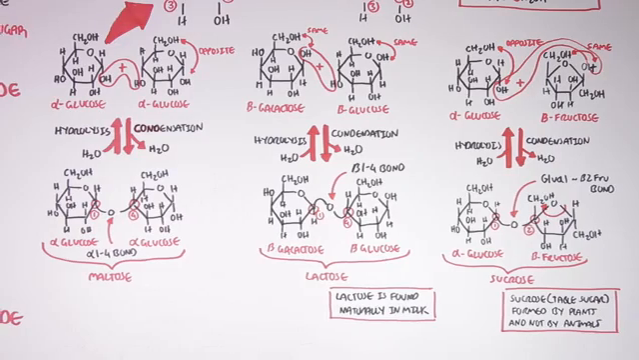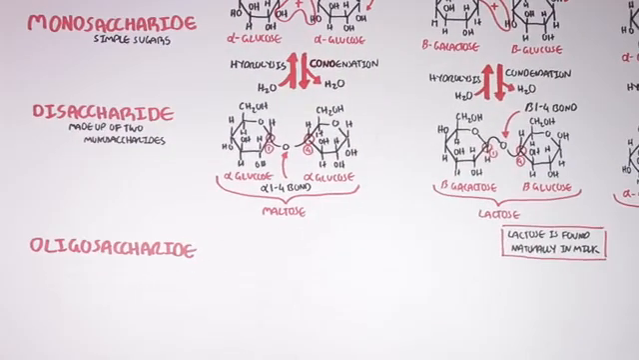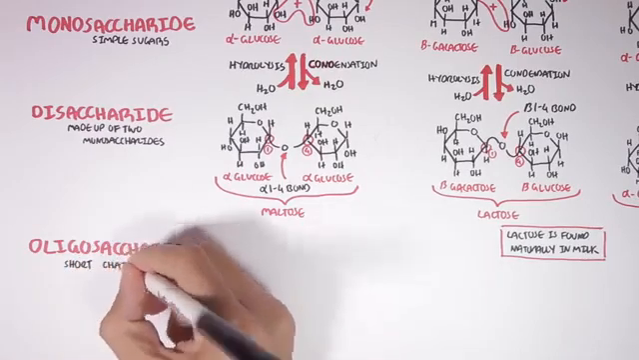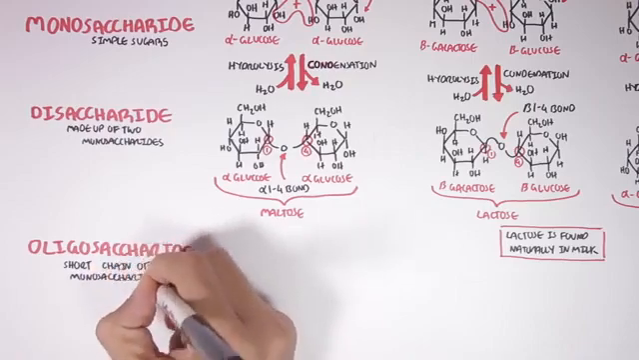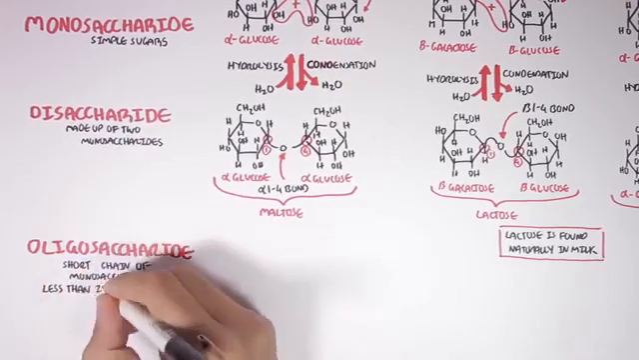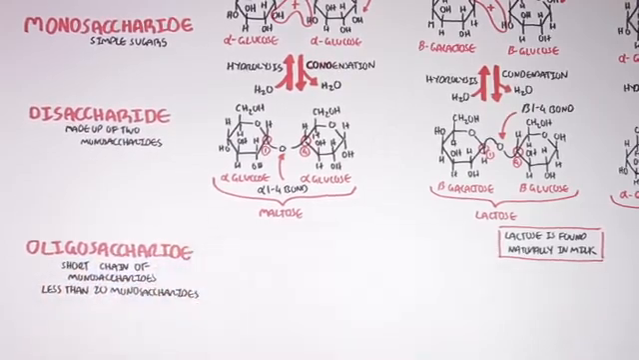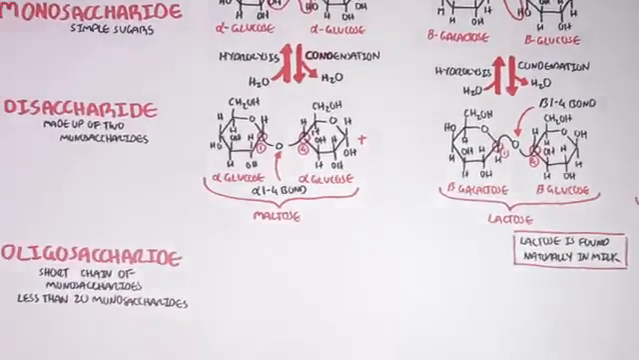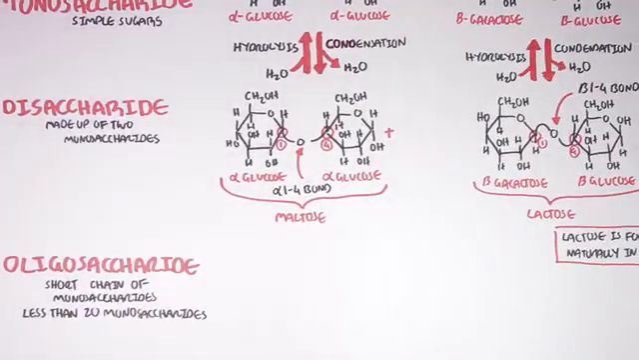Now let's look at oligosaccharides. Oligosaccharides basically consist of short chains of monosaccharides, typically less than 20 monosaccharides linked together. Actually, a disaccharide can be referred to as an oligosaccharide. Now let's look at an example of an oligosaccharide.